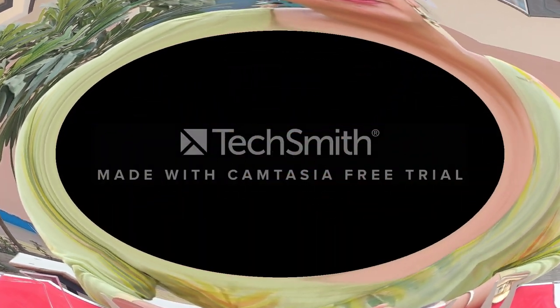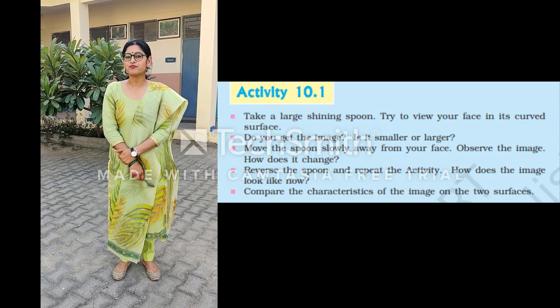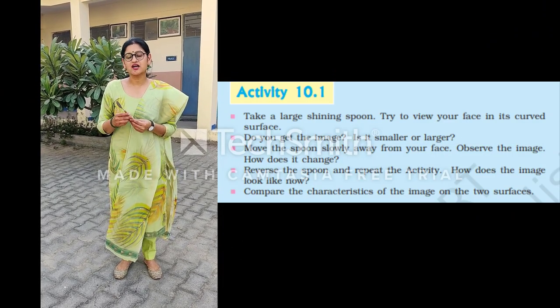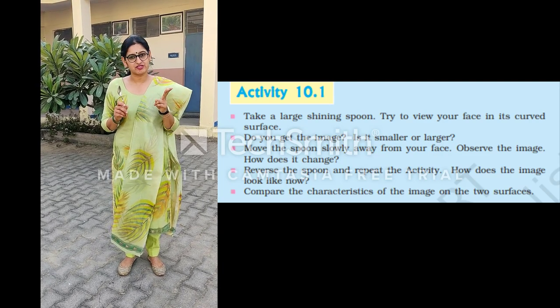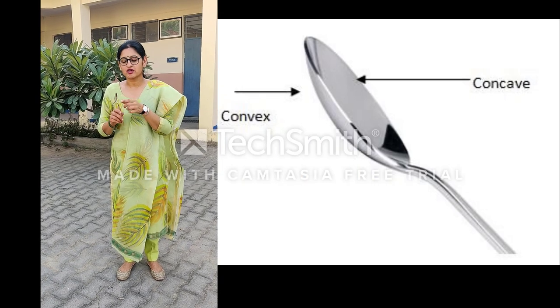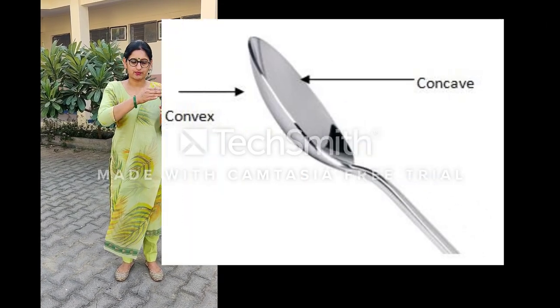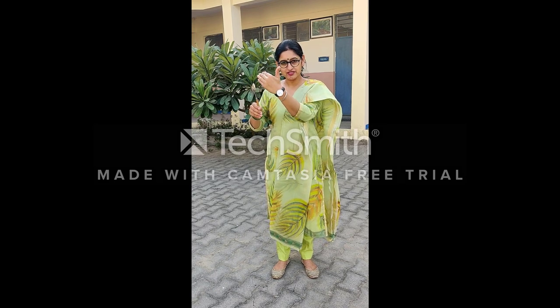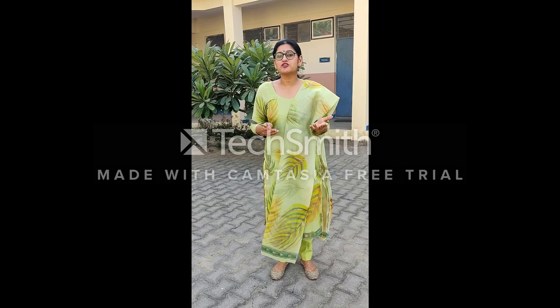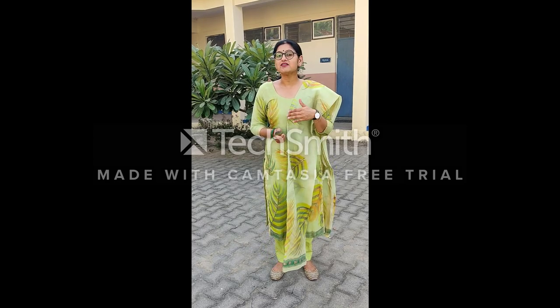Hi, in our first activity, we take a shining spoon. A spoon has two surfaces. One is concave, the other is convex. What will we observe if we see our face in one of its curved surfaces and then reverse the direction? We observe what type of image, and whether the image is large or small.